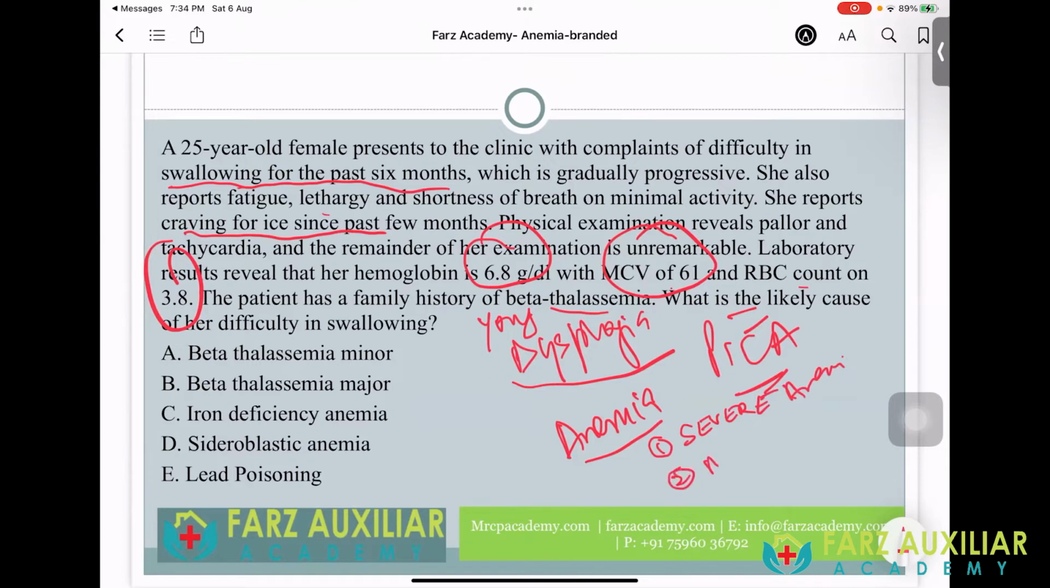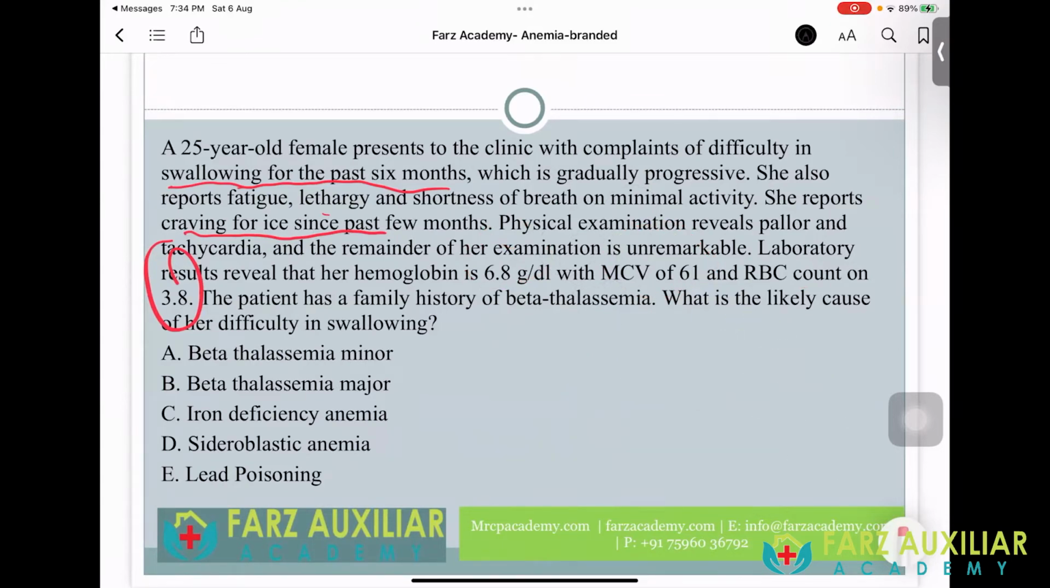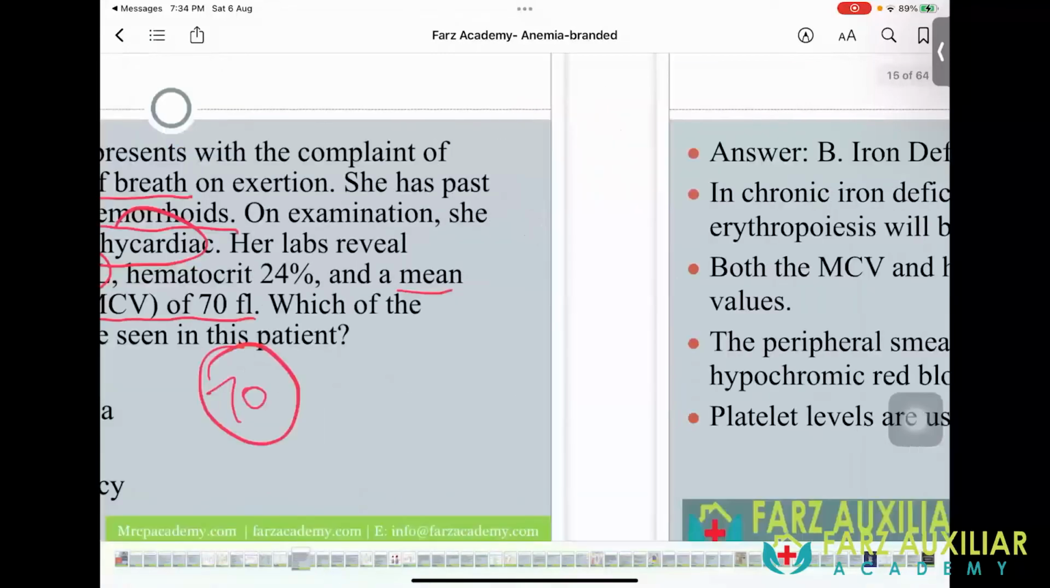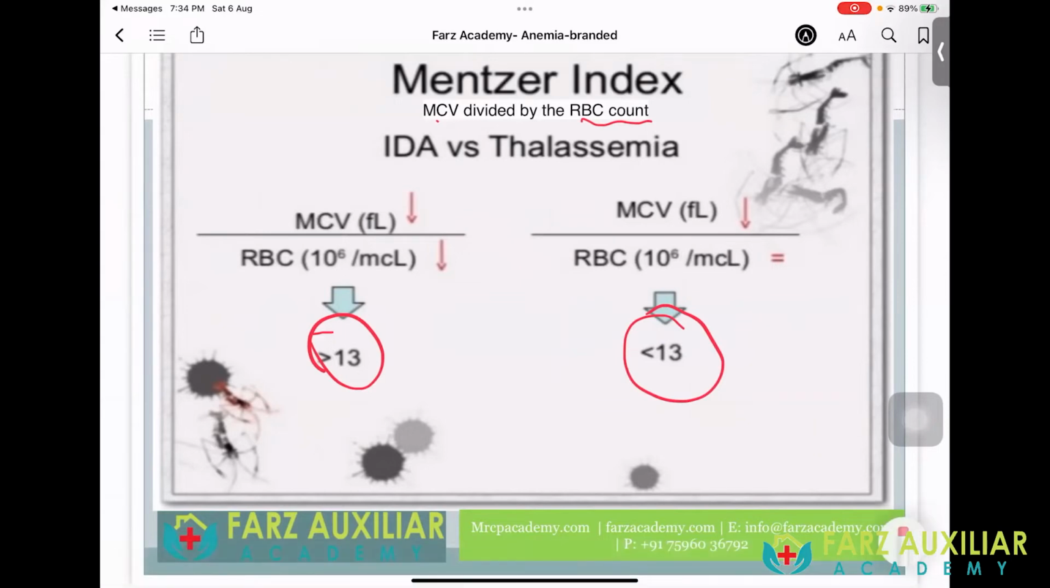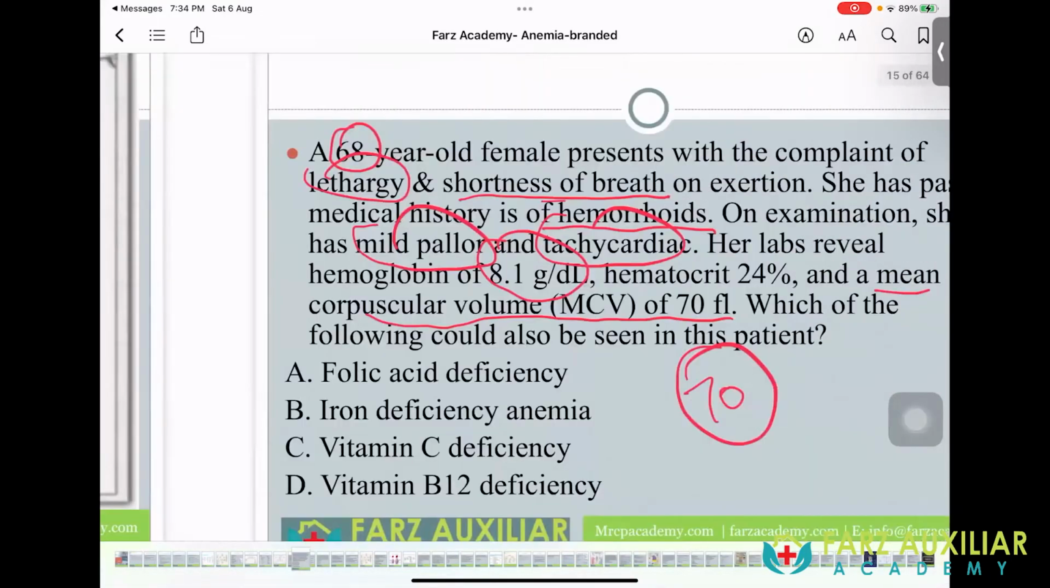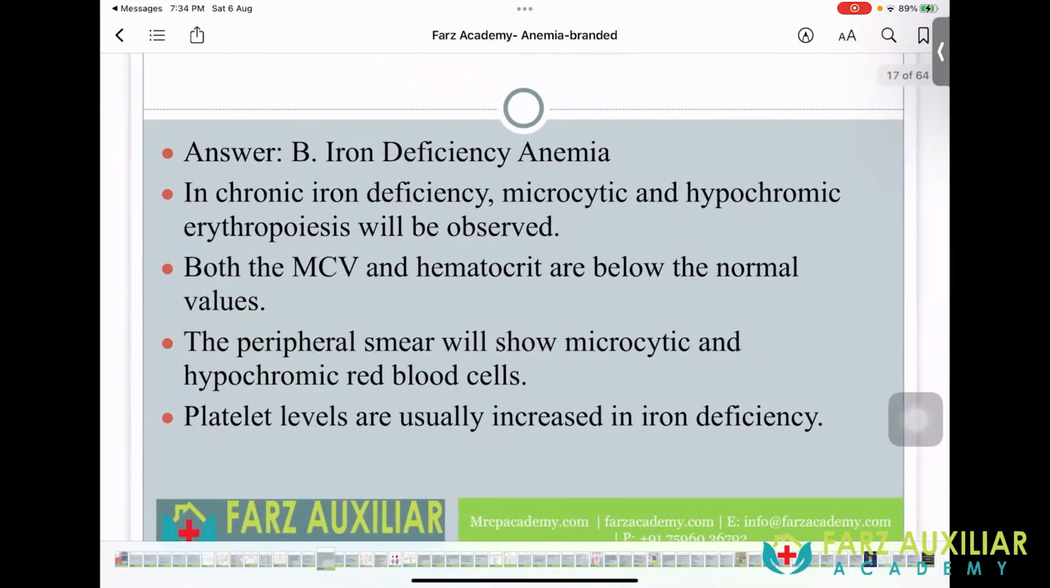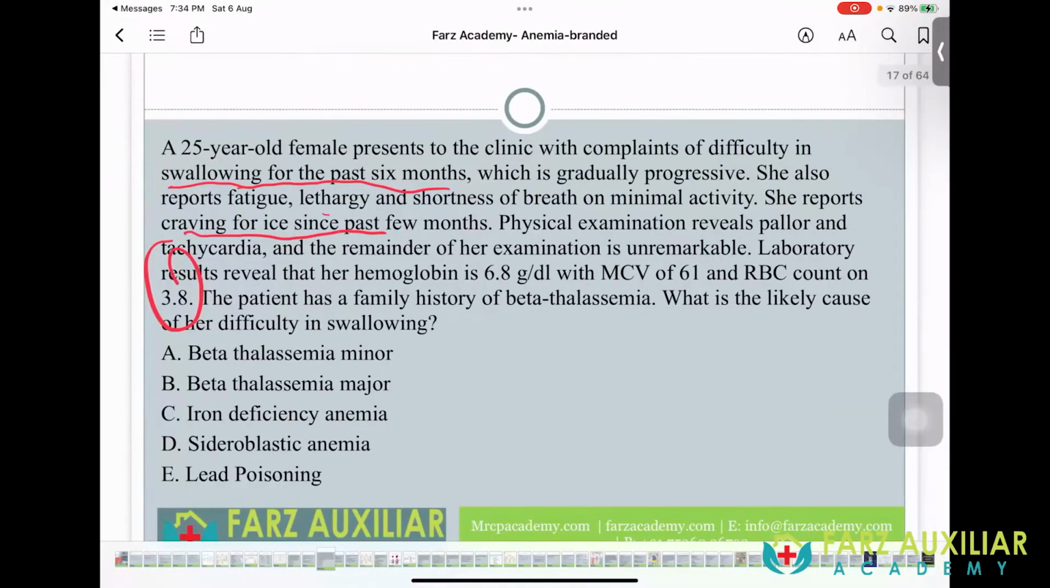Sir, thalassemia. So you said thalassemia. Why did you say thalassemia? Why can it not be iron deficiency anemia? Sir, as you said in the previous slides, MCV divided by RBC count. Over here, it is coming to 16 point something, so it's more than 13. Yeah, so it will be IDA. Sorry, sir. All right, so it is more than 13. Very well approached. Very nice approach. Actually, this is what you needed to have. I can discount you on the answer part, that's okay, but the approach is absolutely correct.